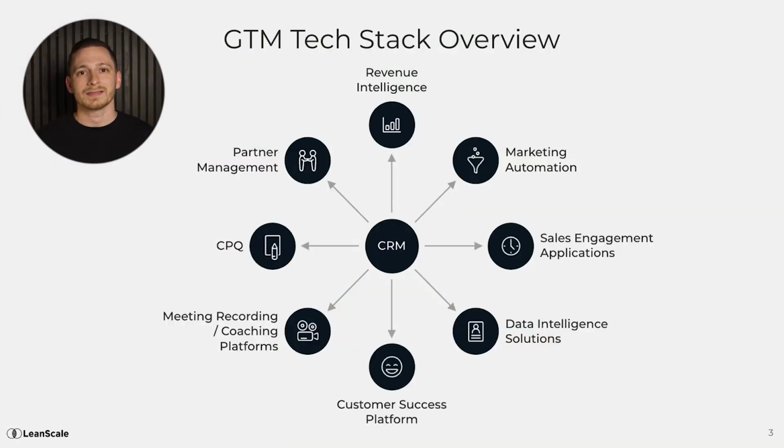First, I want to highlight the importance the CRM plays in your overall tech stack and why it's so crucial you get every aspect of your CRM aligned with your business process. The CRM sits at the center of your entire go-to-market tech stack and really drives the capability of all the third-party tools that your team will be using.